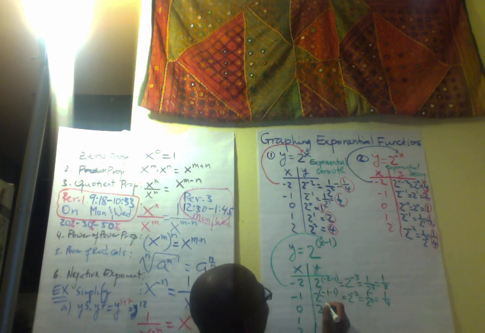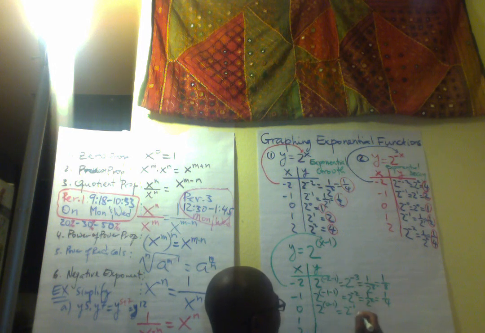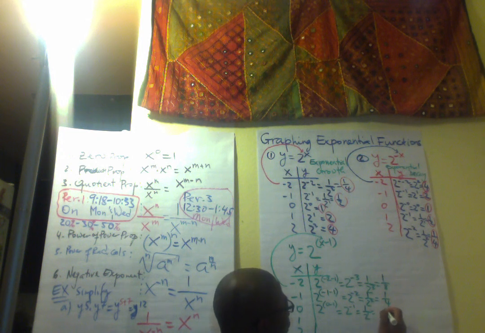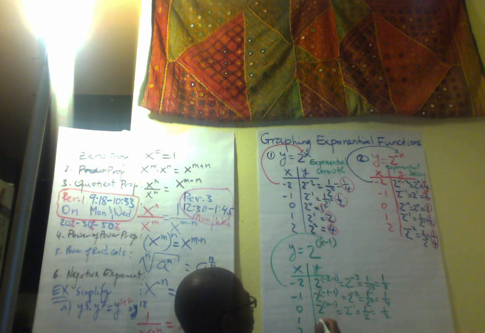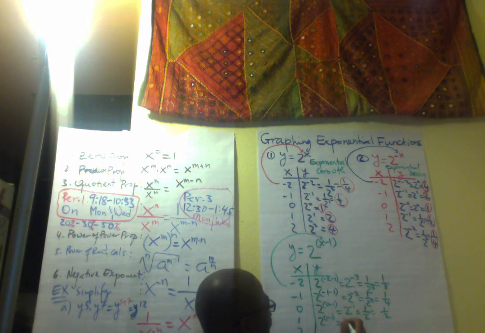We do the same thing here now for 0. 2 to the power of 0 minus 1. What is that? It gives us 2 to the power of -1. We don't like negative, so we got to bring it down. Boom. 1 over 2 to the power of 1, which is 1/2. Okay, now we plug in 1. 2 to the power of 1 minus 1. 1 minus 1 is 0. So 2 to the power of 0. Anything to the power of 0 is 1.